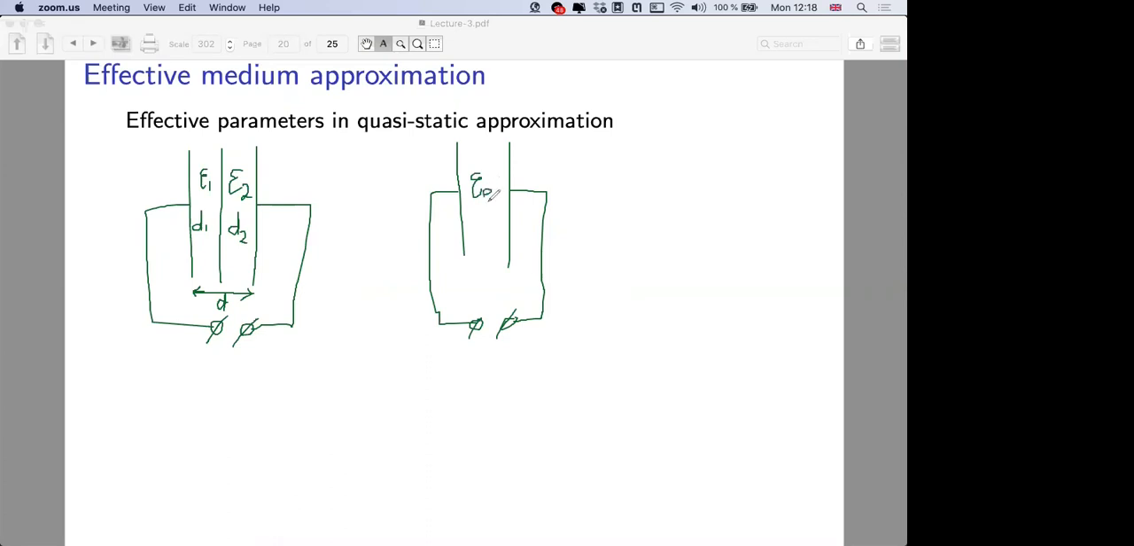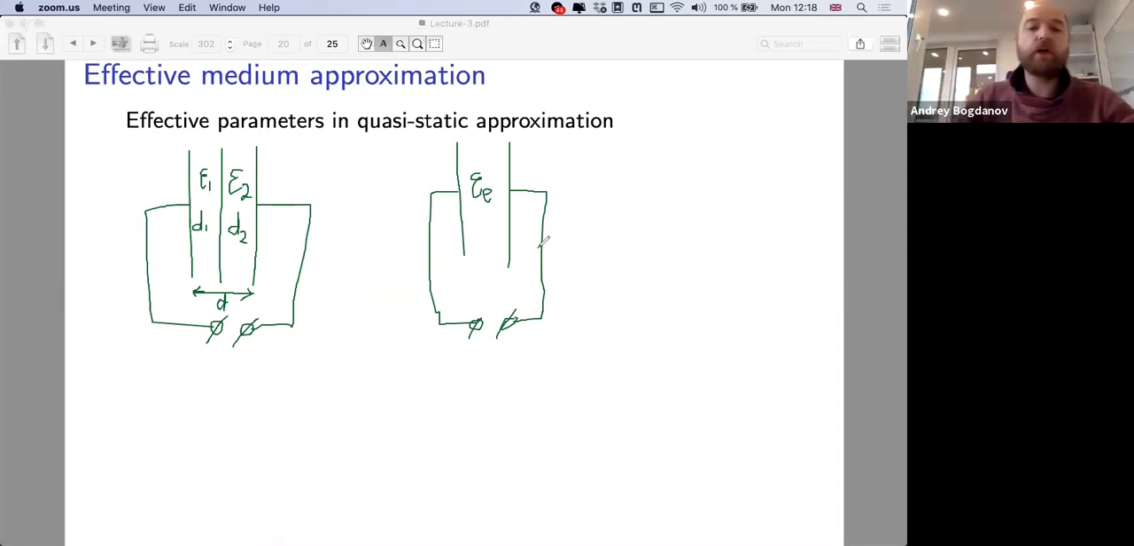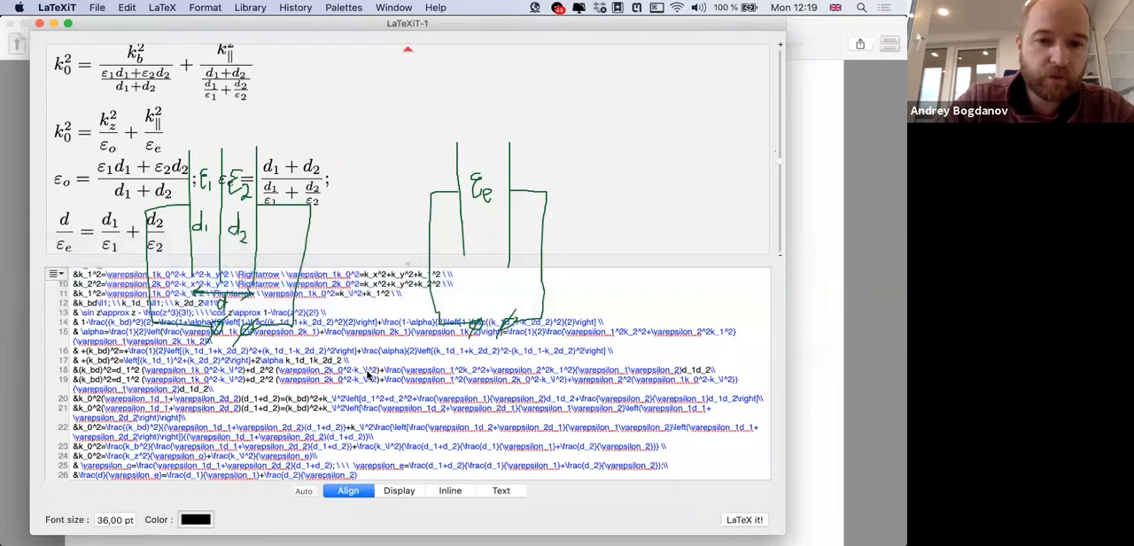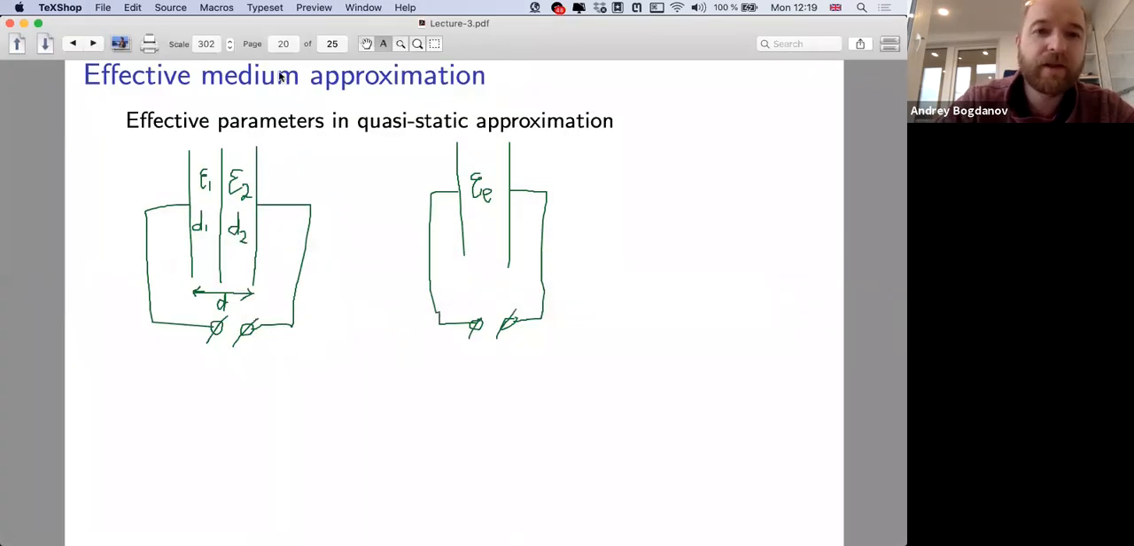We should use a formula for a series of connected capacitors, or capacitances. Exactly. And what are the equations for, so could you write the expression for capacitance? If you know, let me go back maybe. Oh, okay, it's not coming. Okay.